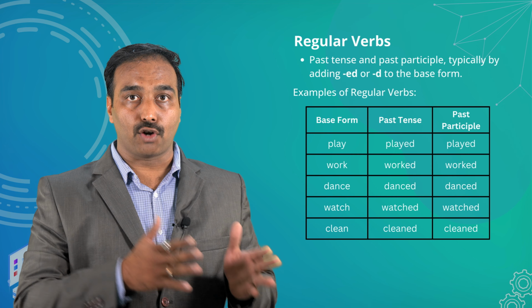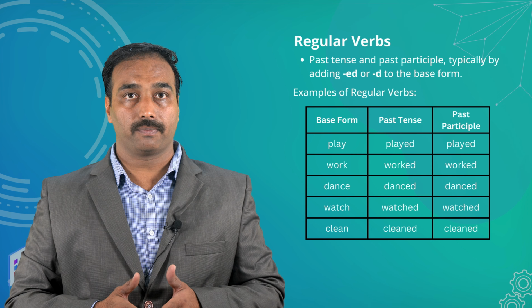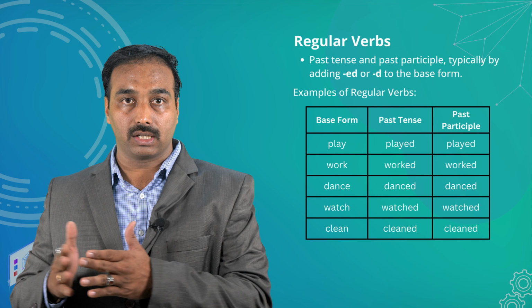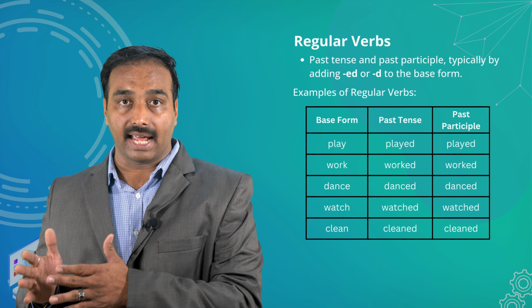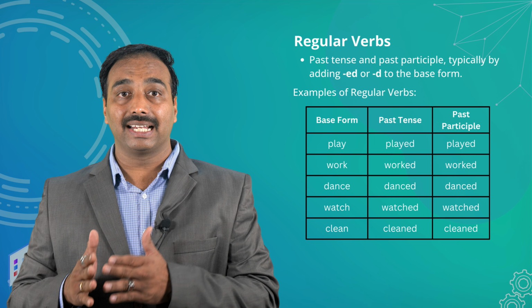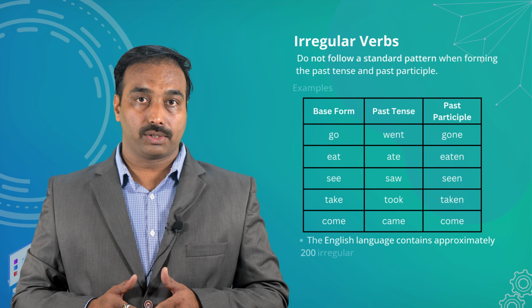Now let us go through some examples of regular verbs. We will start with the base form, then past tense and past participle form. Play, played, played. Work, worked and worked. Dance, danced, danced. Watch, watched and watched. Clean, cleaned and cleaned.